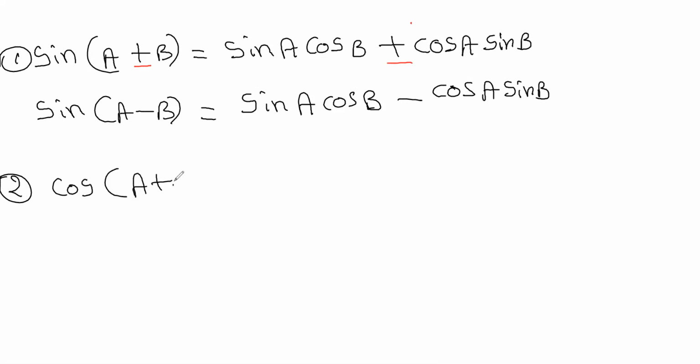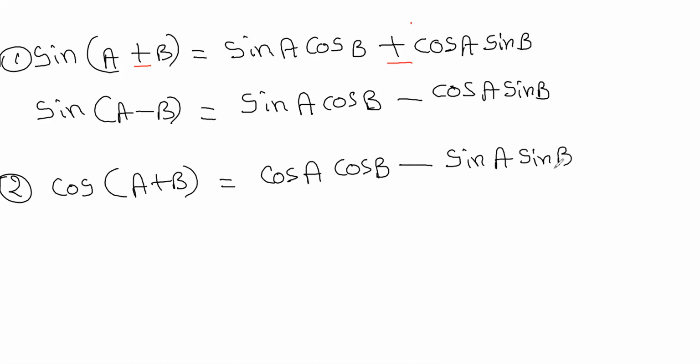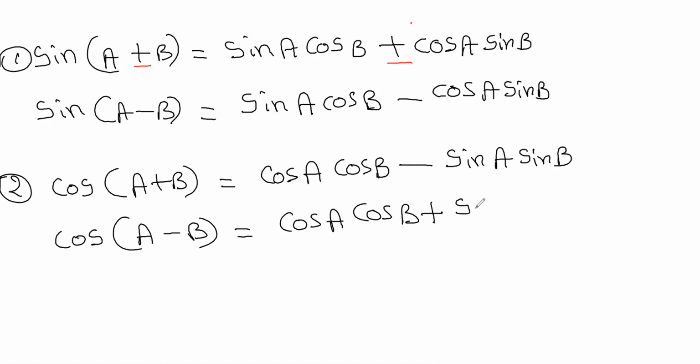And the second formula: cos of a plus b is cos a cos b minus sin a sin b. Cos of a minus b is cos a cos b plus sin a sin b. It is the same as the opposite of this. If it is plus or minus, it becomes minus or plus. You have to remember these two formulas.